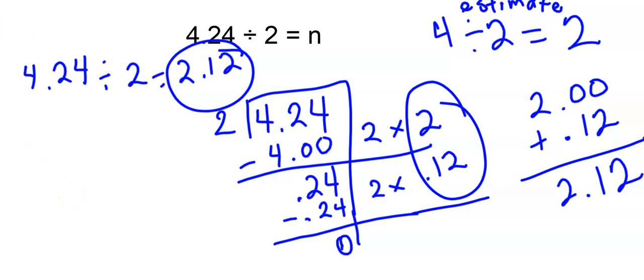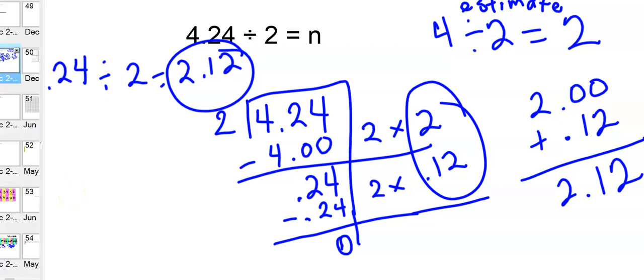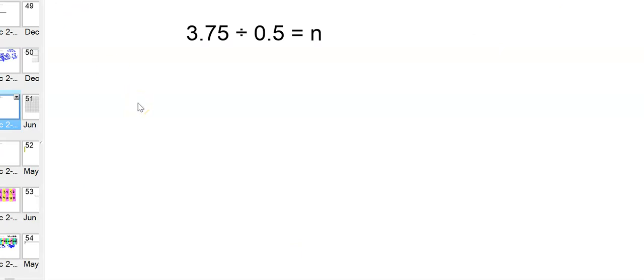Let's look at our next one. 3 and 75 hundredths divided by 5/10. You can pause the video and do this one on your own, and then come back.